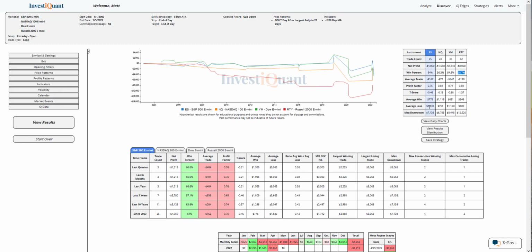The average moves have been larger on the downside for the S&P compared to the moves on the upside. That is not the case for the NASDAQ. The NASDAQ has larger moves to the upside. The Dow, larger moves to the downside, and the Russell's fairly similar in size. So looking at these stats, they are very mixed. We're seeing mixed results on average moves as well as mixed results on win rates. So not seeing a whole lot of consensus here between all four instruments.